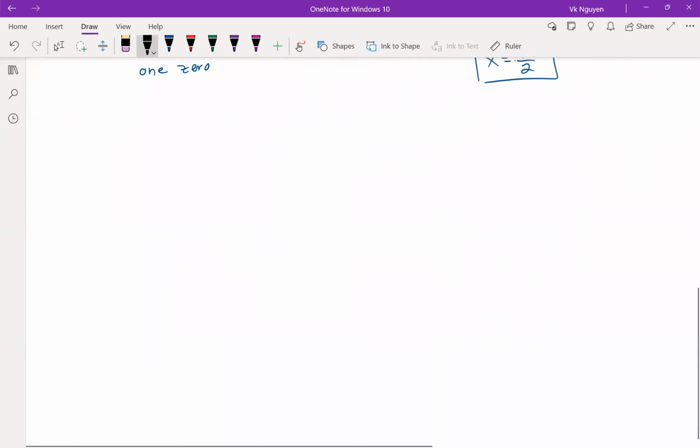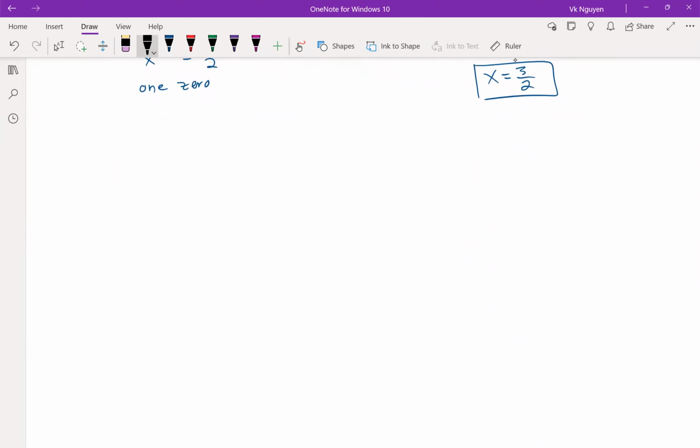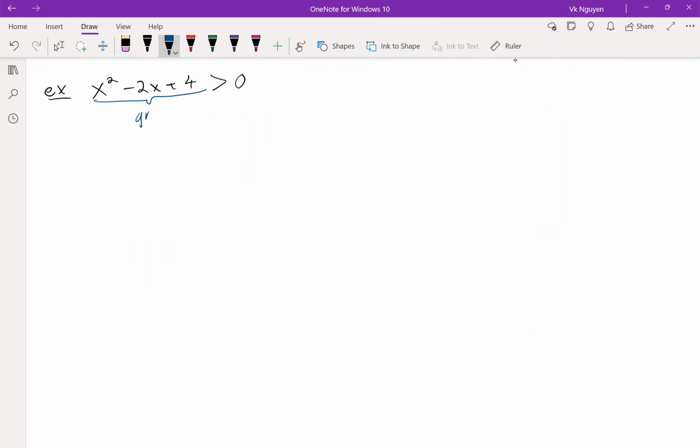Let's take a look at another example. Last one. X squared minus 2x plus 4 greater than 0. Graph above the x-axis.